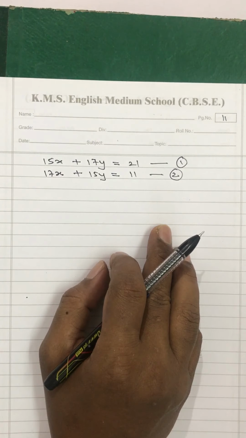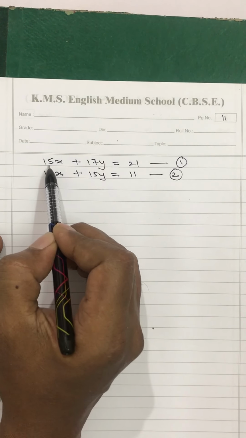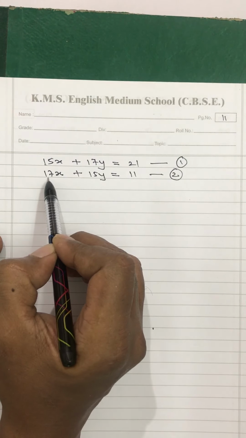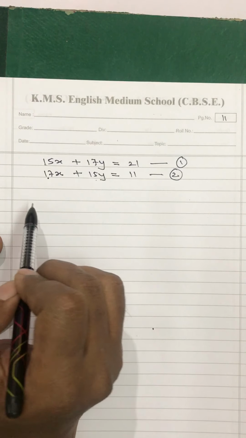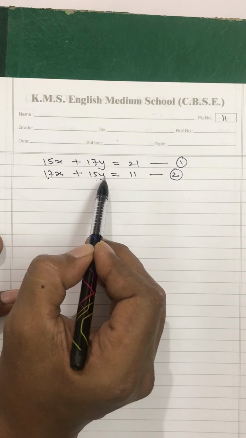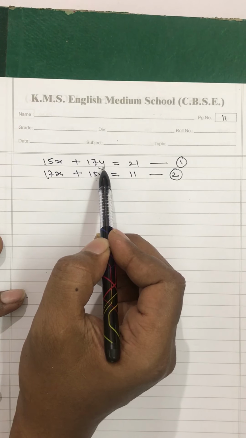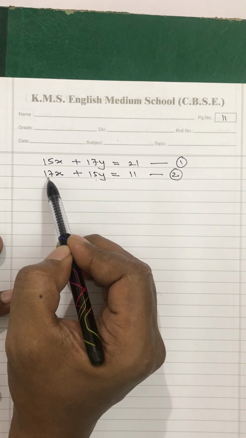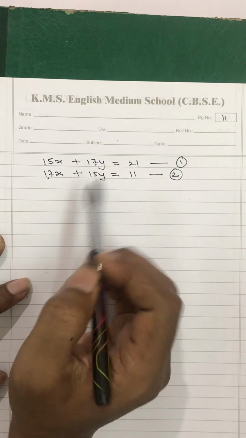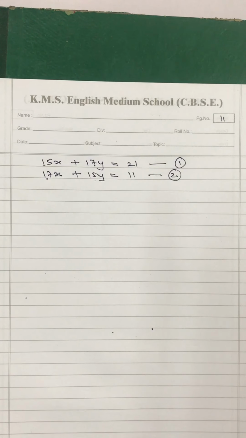See, the speciality of this question is that the coefficients over here, 15 and 17, are reversed, 17 and 15 over here. The coefficient of x in equation 1 is the coefficient of y in equation 2, and the coefficient of y in equation 1 is the coefficient of x in equation 2. If they have asked you to solve these by the equating the coefficients method, then there is a simpler way to do it. Definitely you can do it the same way.